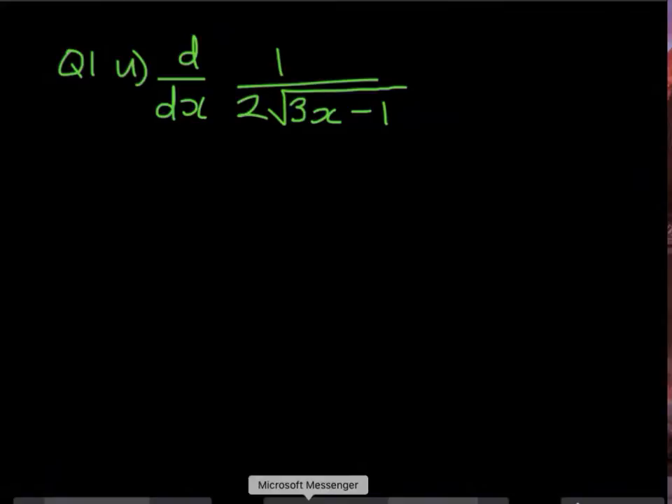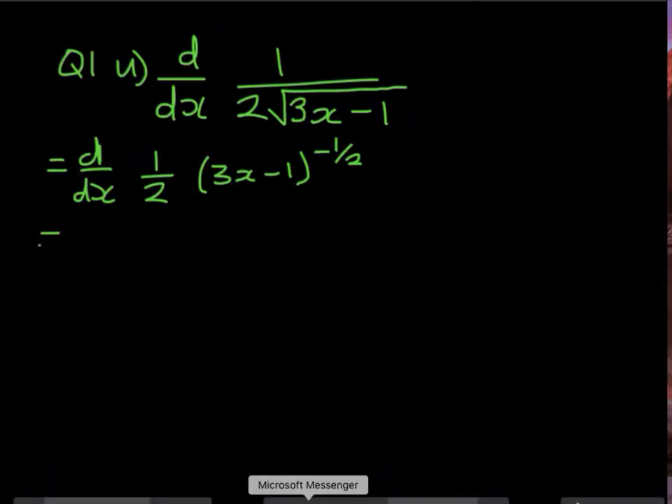Right, for question 1u, we're finding the derivative of this expression here. Again, first step is let's get it into index form. Hopefully by now you're starting to see why indices and the index laws are so important to understand, so that we can convert from notation that has the radical signs or the square root signs into notation that's going to be using an index form. Now that half that's out the front is a constant term, so that won't interfere with anything. In fact, you could even rewrite this as a half times the derivative with respect to x of 3x minus 1 to the power of minus a half. Those two expressions are equivalent.